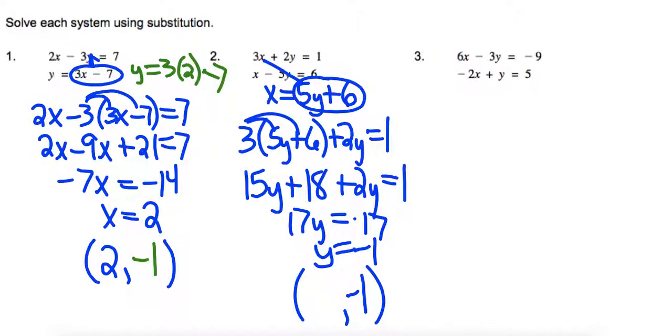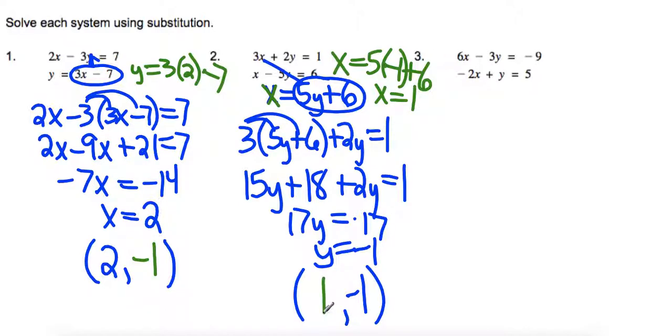Okay, to find the x value, we're going to have to back substitute. I would probably use this equation that I already have right here, this one. So we get x equals 5 times negative 1 plus 6. So that's going to be negative 5 plus 6. That's going to be x equals 1.